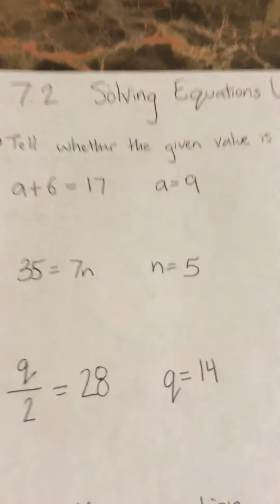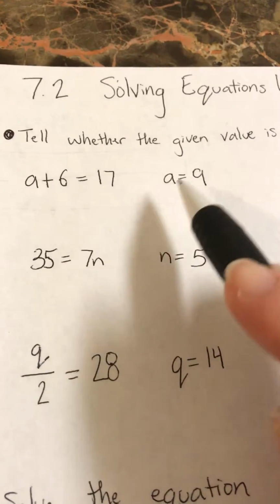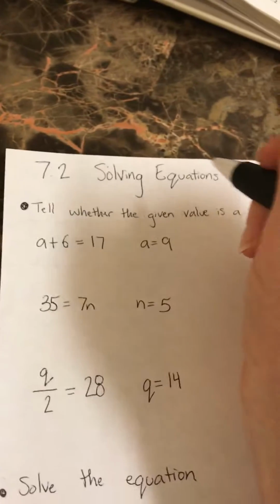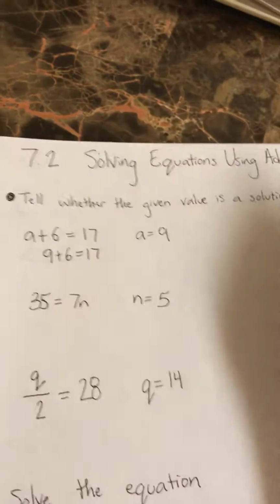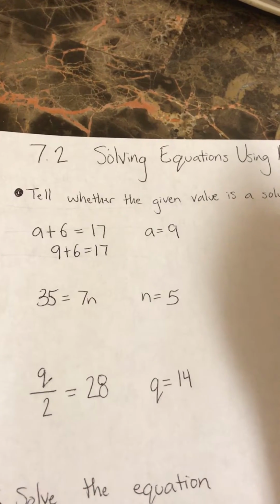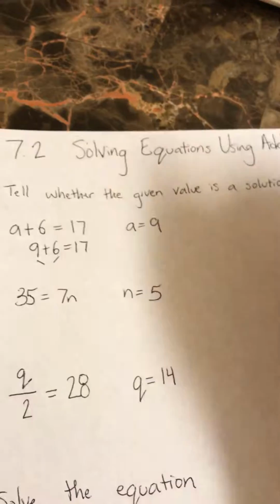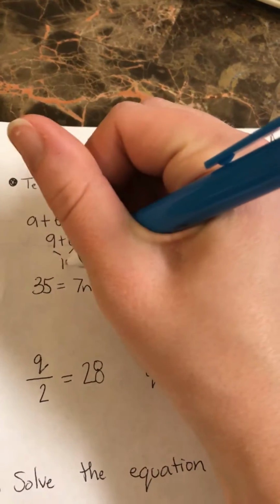So let's say the problem is a plus 6 equals 17, and it tells you a equals 9. So we need to plug it in, okay? So first we're going to plug in our 9. So it'll be 9 plus 6 equals 17. We have to figure out if this is true, okay? So now we're just going to go through it like we normally would. What's 9 plus 6? Well, we know that 9 plus 6 is going to be 15.